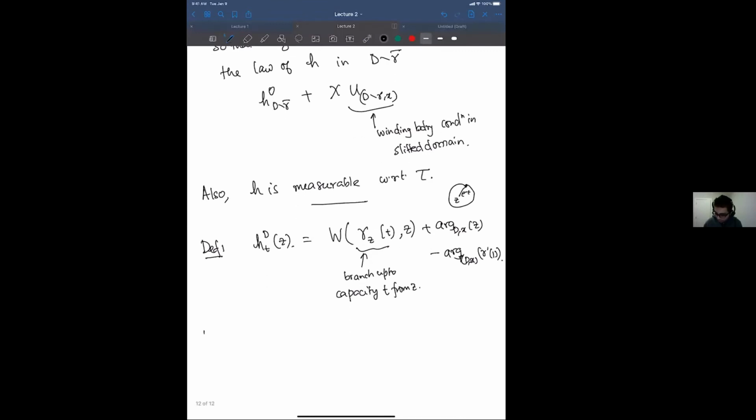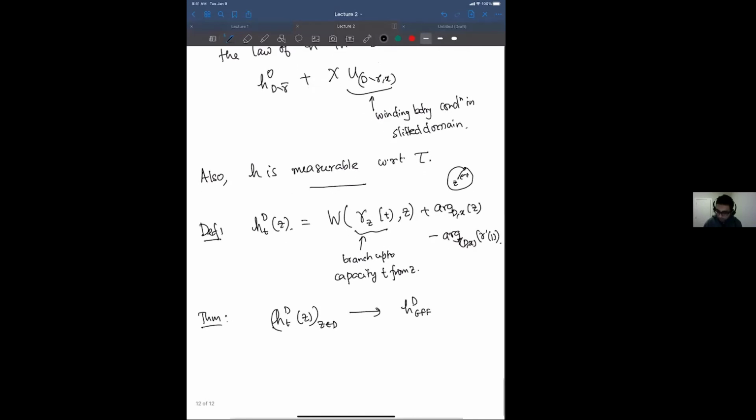And the theorem, now maybe a more precise version, is that this H_t^D(z), this whole field, converges to a GFF in D, where H^D GFF is the intrinsic winding GFF. And there is an additional pi/2 global shift in the GFF. Okay.